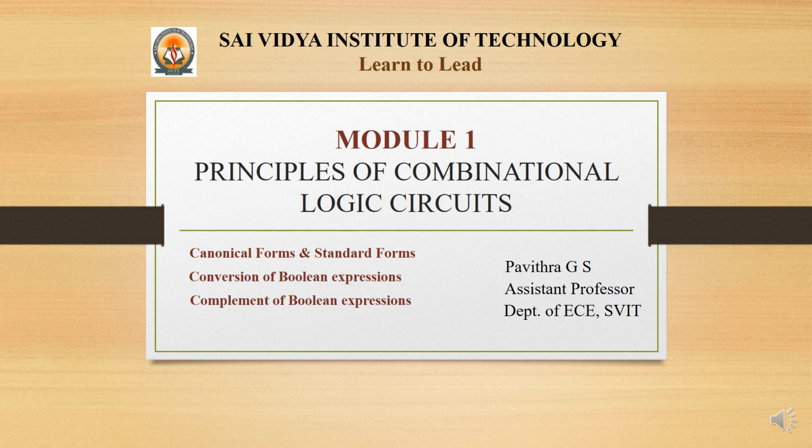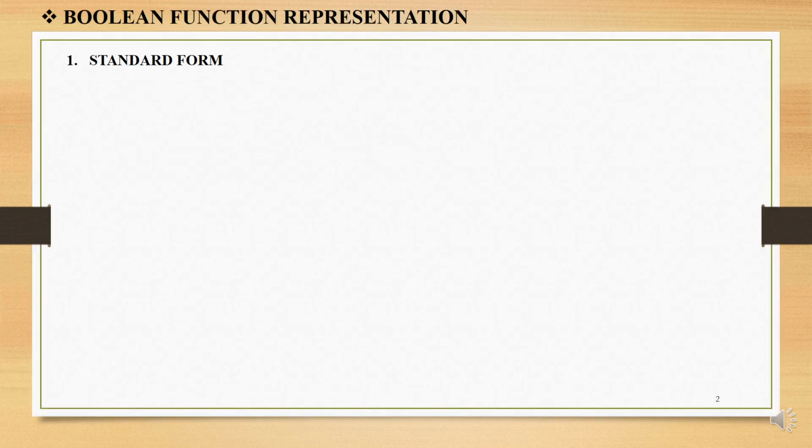Hello everyone. Today we are going to discuss the different types of canonical forms, standard forms, and conversion of Boolean expressions and complement of Boolean expressions. We'll start with the Boolean function representation. Boolean functions can be represented in two ways. The first one is the standard form, the second one is the canonical form. Now we'll discuss the standard form, then we can go for the canonical form representation.